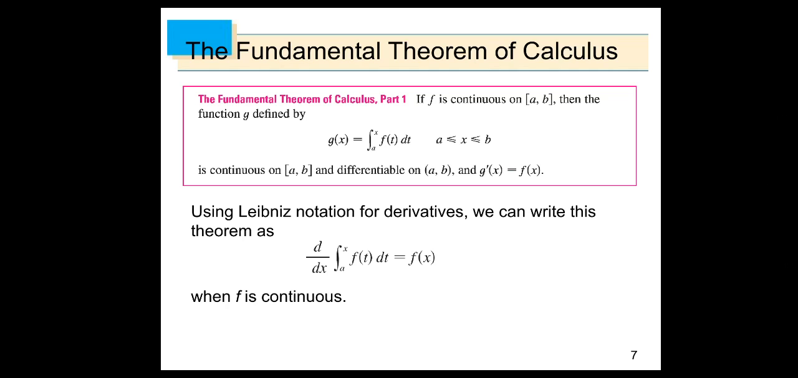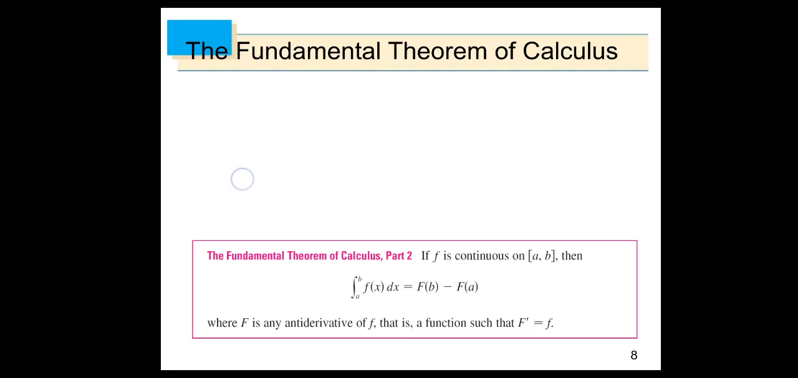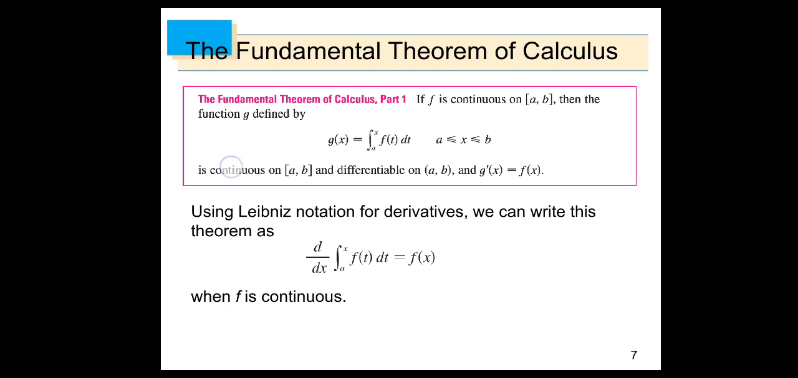So we have two parts for this fundamental theorem of calculus. The first part says, if f is a function which is continuous on [a, b], then the function g defined by g of x is equal to the integration from a to x of f of t dt is continuous and differentiable. And when we take the derivative of this g of x, it would be equal to f of x.